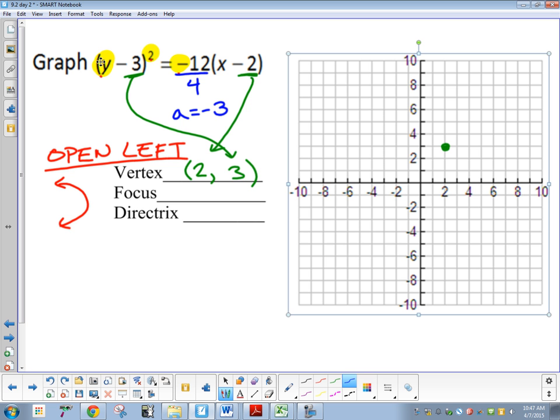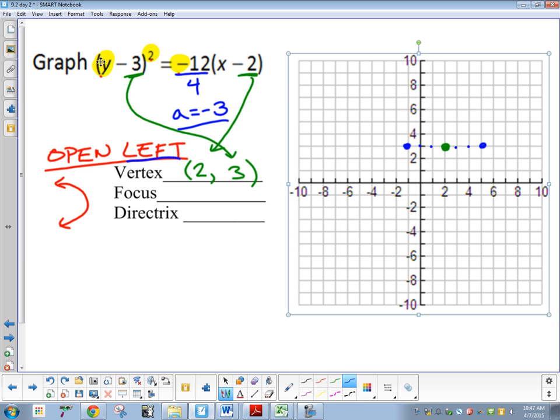The focus and the directrix are 3 away. In which direction do I need to go? Left and right. Because it opens left and right, our focus and directrix are going to be left and right. And that a value is that distance. So from your vertex, she's going to go 1, 2, 3 to the left, and 1, 2, 3 to the right.